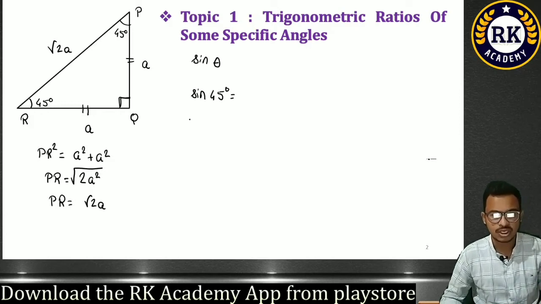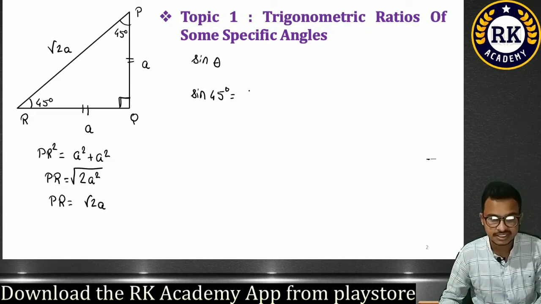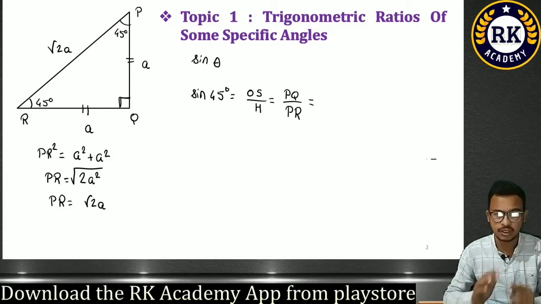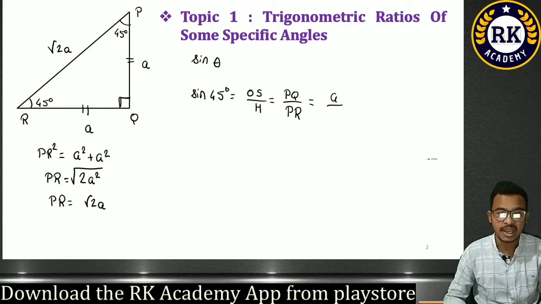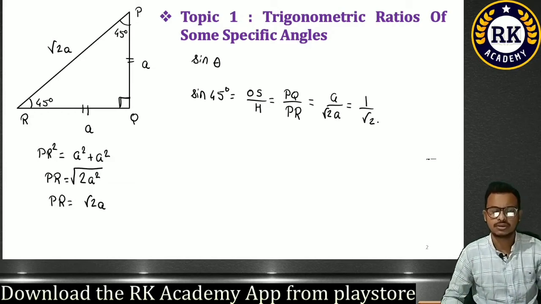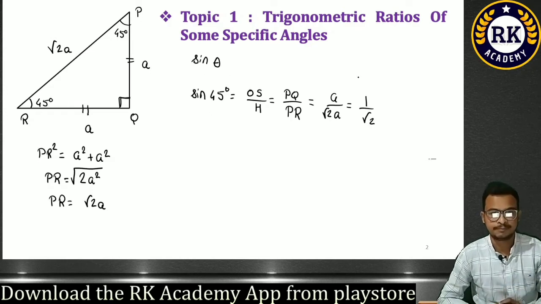Now think of sin 45, give me an answer. PQ is my opposite side. It's simple, opposite side upon hypotenuse. If I ask you what is the opposite side, it is PQ. If I ask you what is the hypotenuse, you will give me the answer PR. Now you can find the actual value. See, sin 45, the real value comes now. What is the value of PQ? It will be A. And the value of PR is provided here, root 2 A. So it will be 1 by root 2. Now this is fixed, students. Whenever you are asked what is the value of sin 45, it will always be 1 by root 2. And we have found it.